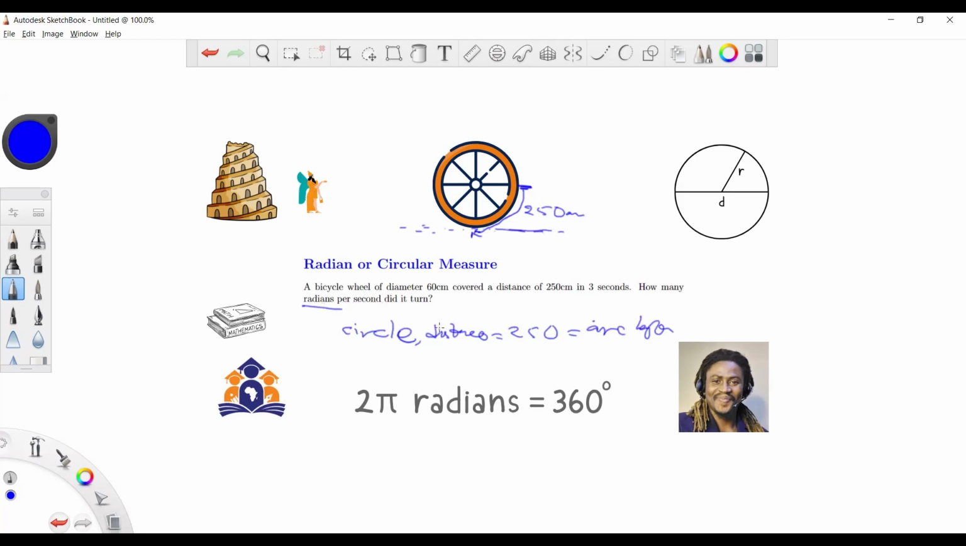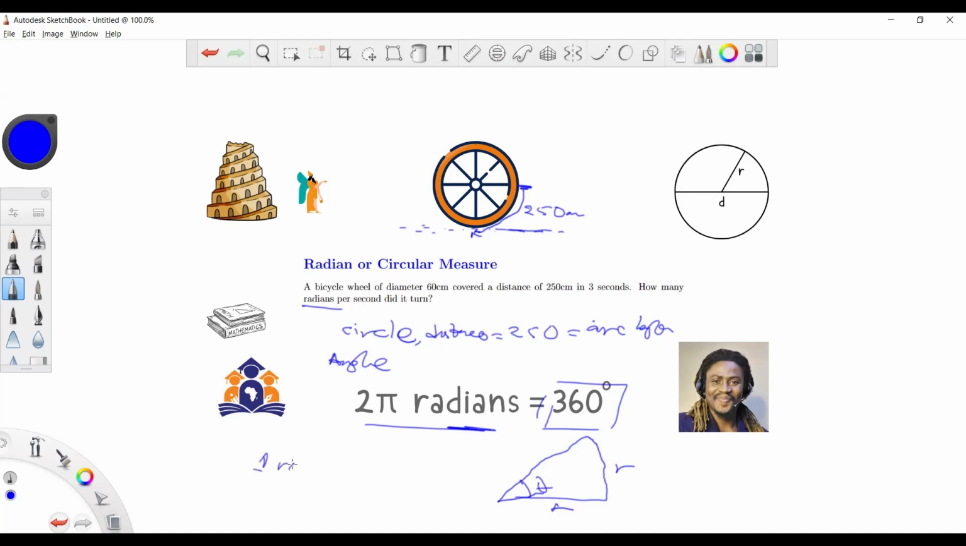But what is a radian? Well, a radian is a measure of an angle. By definition, 2 pi radians is the same as the conventional 360 degrees. So that's one full turn around a circle. Now, where does this radian come from? Basically, the definition of a radian is the angle that is subtended by a radius that is equal to the arc length. So this is what 1 radian is, okay?